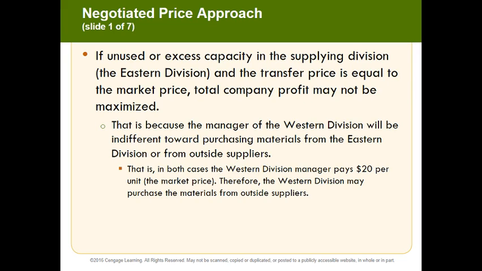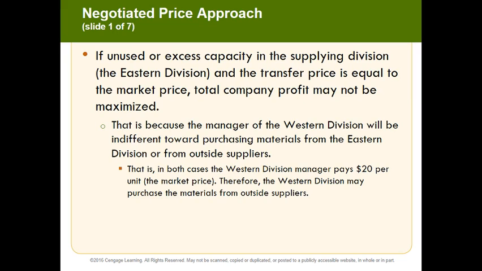However, if there is unused or excess capacity in the supplying division, in this case the Eastern Division, and the transfer price is equal to the market price, total company profit may not be maximized. This is because the manager of the Western Division will be indifferent toward purchasing materials from Eastern or from the outside suppliers. It makes no difference to him which one he purchases from.